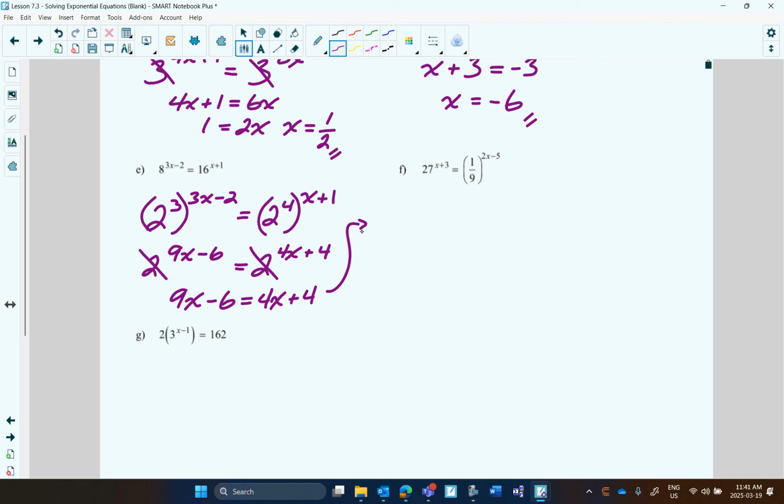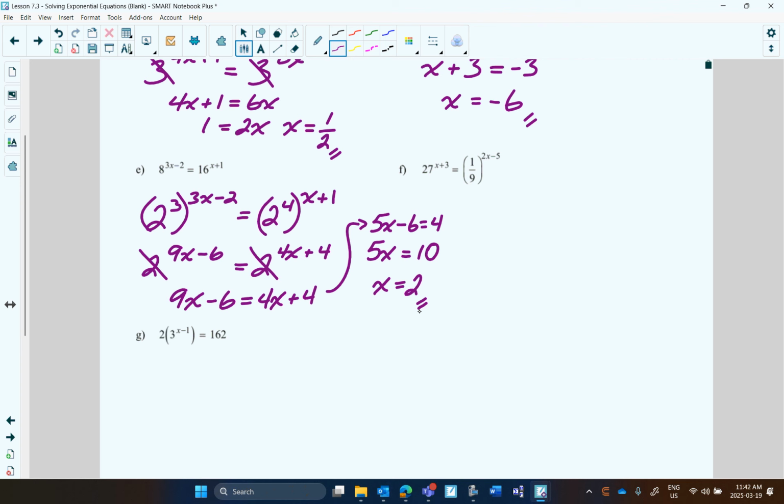I'll bring the x's over. We get 5x minus 6 is equal to 4. 5x is equal to 10. x is equal to 2. How about F?